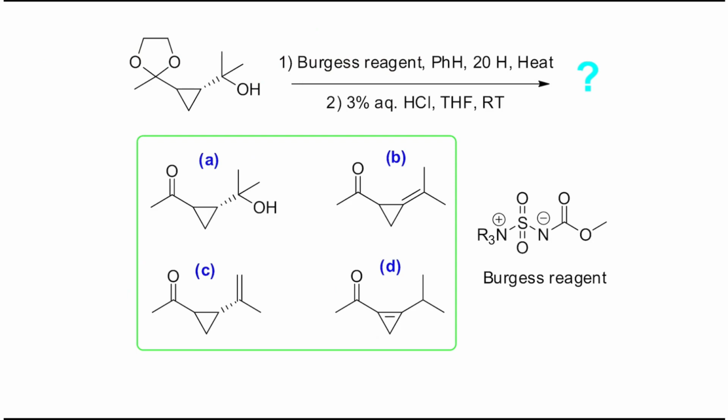Now in this case, what is the product of this reaction? Obviously the double bond at the tertiary center. So option C is the right answer, and in this case no asymmetry is lost.